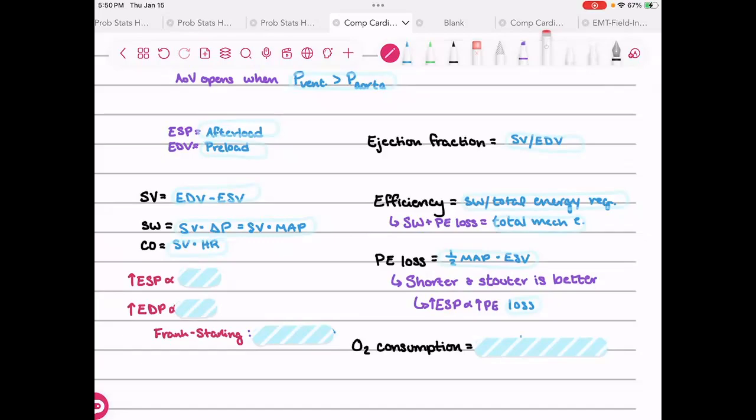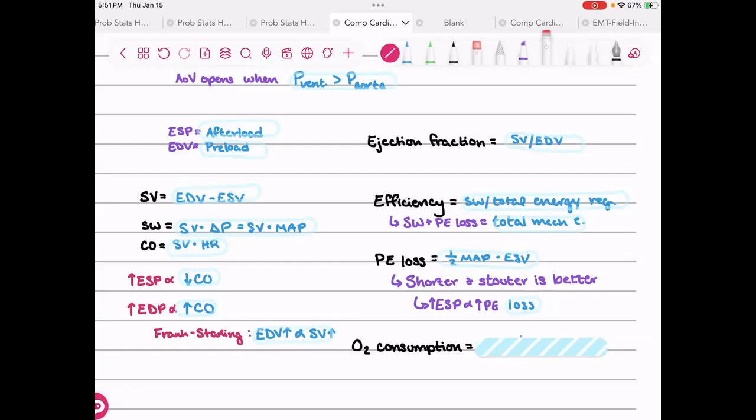Kind of along that same note, a higher ESP, that's your afterload, leads to a lower cardiac output, right? If you have to work super hard to get even a little bit of blood out, you're going to be able to get less blood out at the end of the day. And then EDP, if your preload is higher, you're going to have a higher cardiac output. And that makes sense, right? Because your heart is filling with more blood, so it's able to pump more out. The Frank-Starling relationship is that as the end diastolic volume increases, as your preload increases, your stroke volume increases.